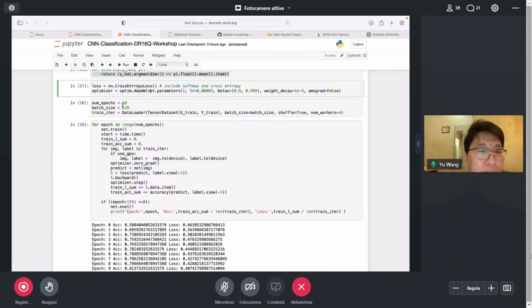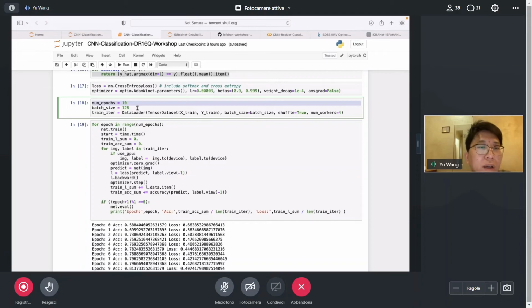Okay, now here is the definition of the epochs. Epoch means how many times we repeat the training over the whole sample data. Batch size means how many spectra we input into the network each time. And here we define a training iterator. This data loader loads the data.